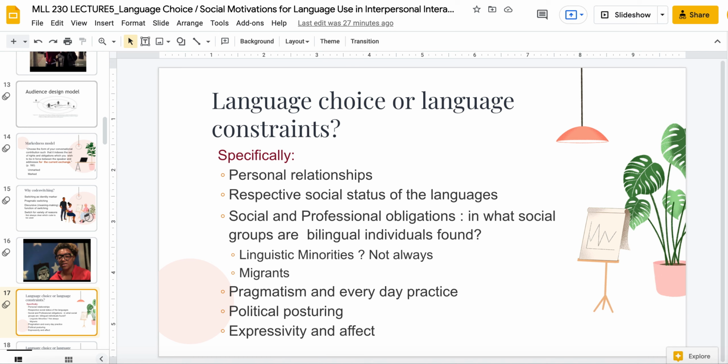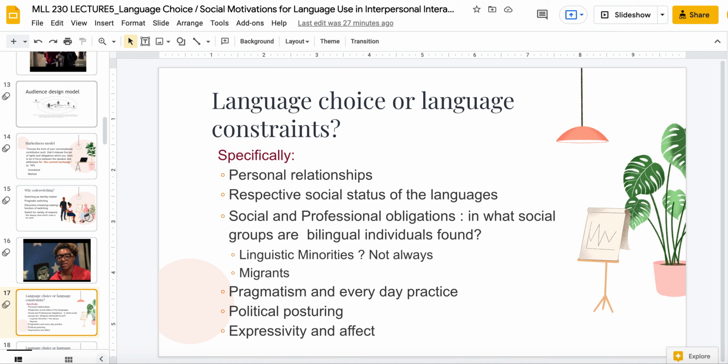Is it because they're linguistic minorities? Not always, right? Not always. Some linguistic minorities may move to the United States and they find that they don't want to speak their native language. They want to speak English, right?